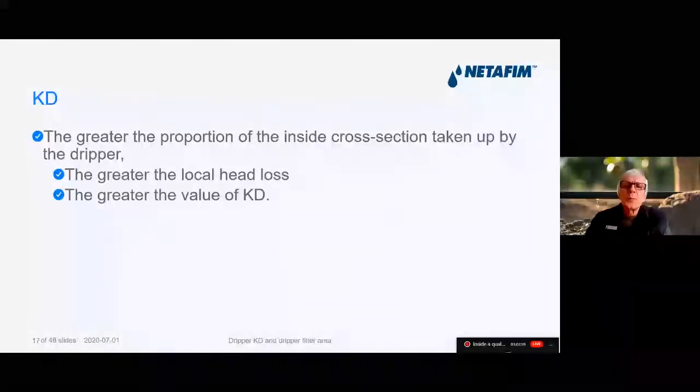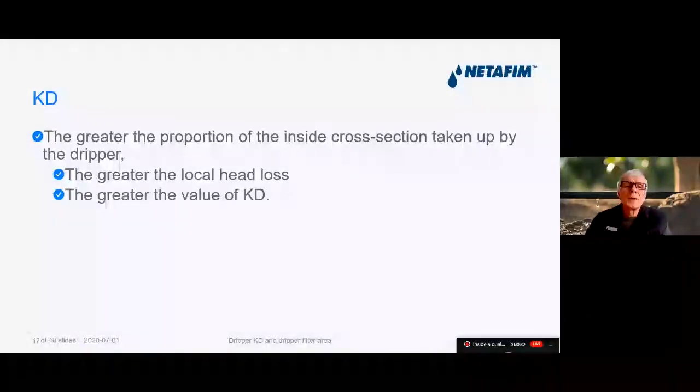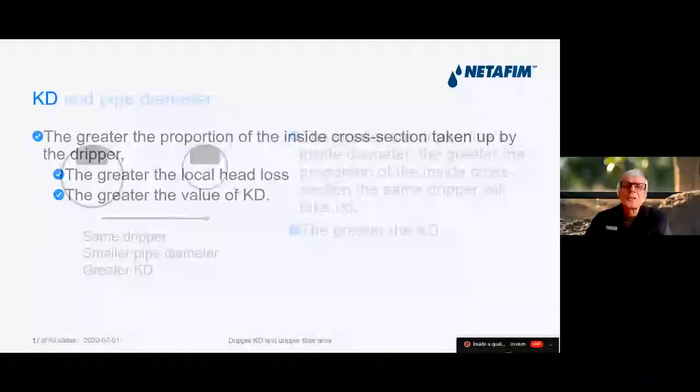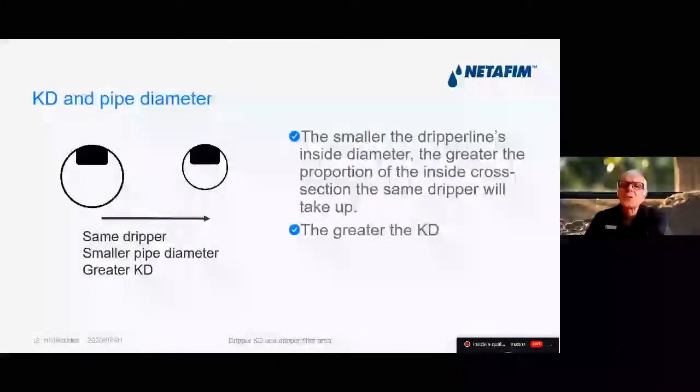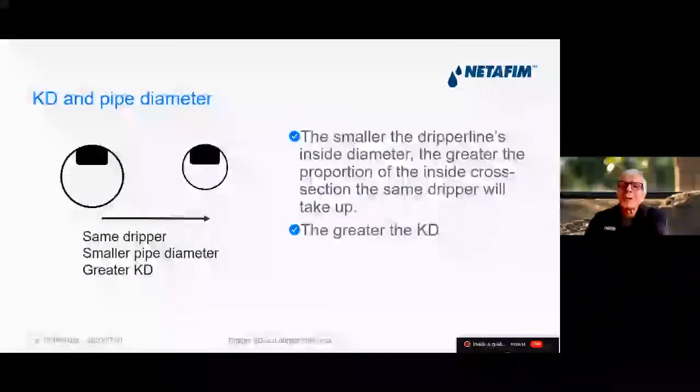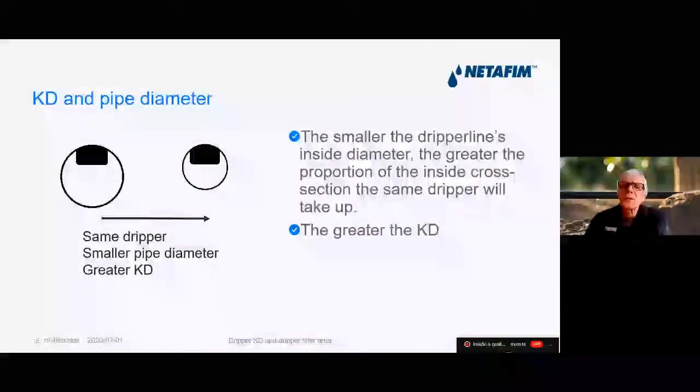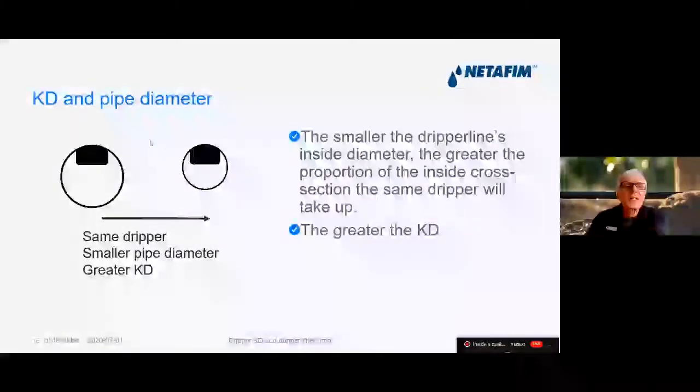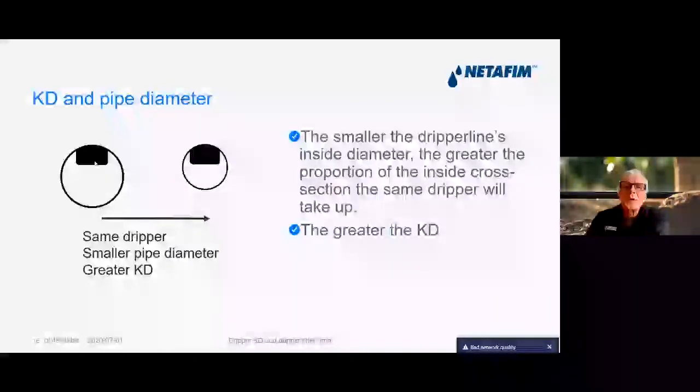The greater the proportion of the inside cross-section taken up by the dripper, the greater will be the local head loss, and the greater will be the value of KD. So let's just have a look at this. The smaller a dripper's inside diameter, the greater the proportion of the inside cross-section the same dripper will take up. So if we look at this, the inside cross-section is the area inside these circles here, and the black shaded part is what's taken up by the dripper.